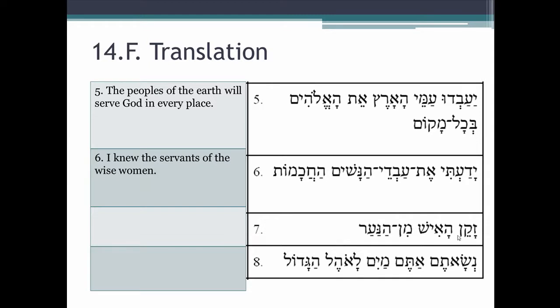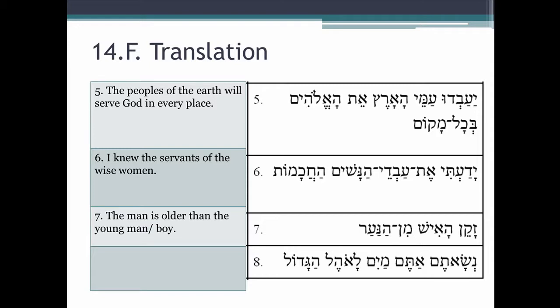Number 7, zakein ha'ish min hana'ar. Zakein, again, I'm trying to remember where you're at in your vocabulary in terms of Futato. This is going to be an adjective, the way that Futato has given you this. There's also a verb zakan that can look this way. But we have adjective, which is old, and we have ha'ish. So our adjective, though, does not have the definite article. And when that happens, it's going to be a predicative adjective, the predicative position.